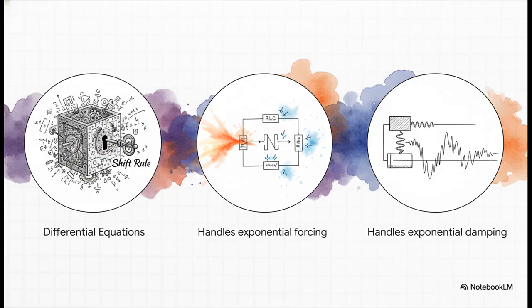It's pretty cool. Okay, so why should you care? Why is this rule such a big deal? Well, it's because those exponential functions show up absolutely everywhere in physics and engineering. Things like damped oscillations in a spring or the response of an RLC circuit. The shift rule is the perfect tool for handling these exact kinds of real-world scenarios.